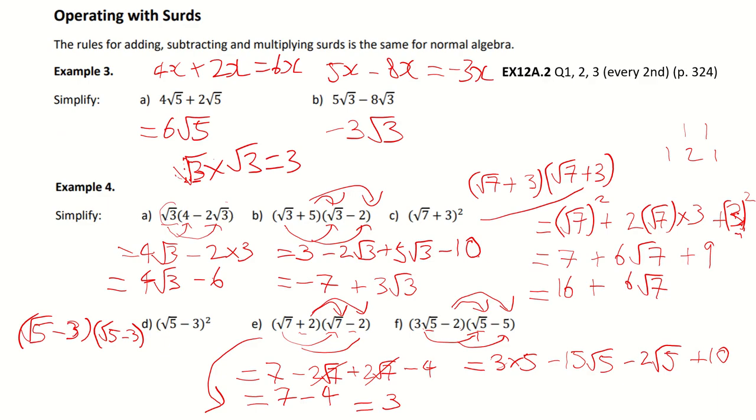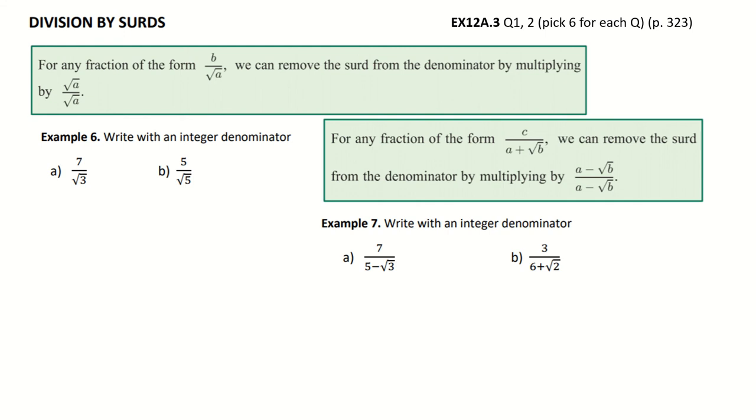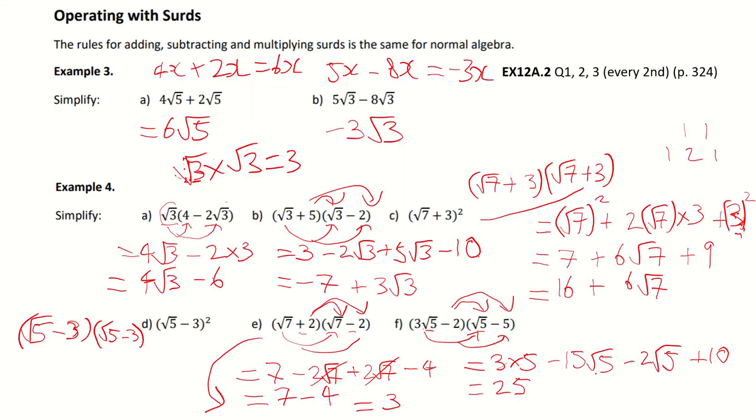So finally we have 3 times 5 is 15. 15 plus 10 is 25. And then we've got negative 15 lots of square root 5, take 2 lots of square root 5. So that'll actually be negative 17 lots of square root 5.